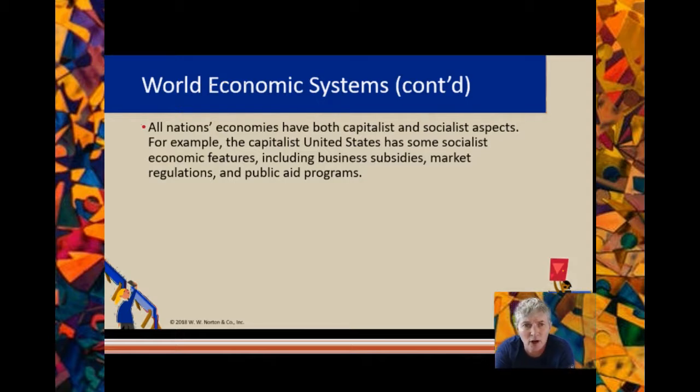We also have to remember that all nations' economies have both capitalist and socialist aspects to them. A good example of this is the United States and how they have some socialist economic features, including business subsidies, market regulations, and public aid programs. So there is a social side of the economy. It seems right now we aren't hearing all that much from it, but in reference to the ideal type, the United States actually possesses characteristics of both capitalism and socialism.